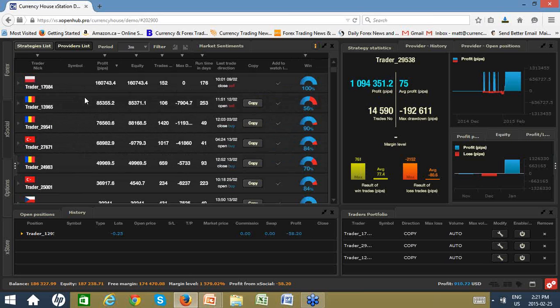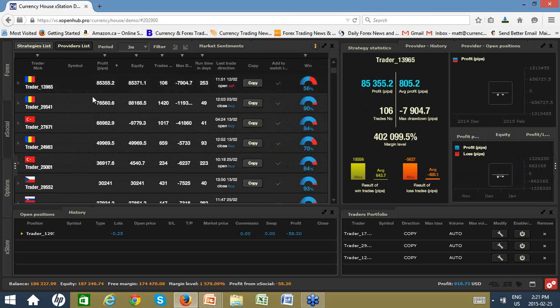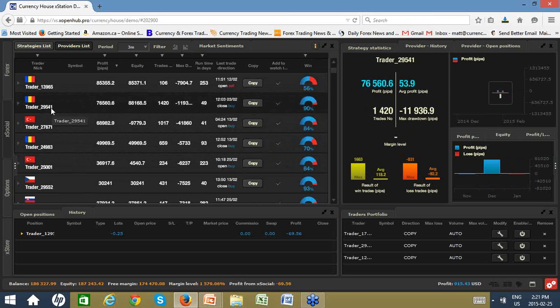Okay, this trader from Poland is doing pretty well. I'm actually already copying them. Okay, this trader from Romania is doing pretty well. Look at this guy, or girl. Currently, it's trader 29541 from Romania. They currently are up about 76,000 pips. That means they're making about 53 pips on every trade they make. They're at a 90% winning percentage right now, which is great considering they've made almost 1,420 trades. So they're slow and steady, but it looks like they are definitely winning the race.